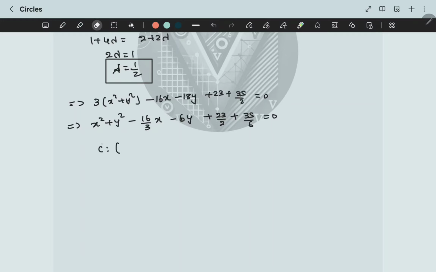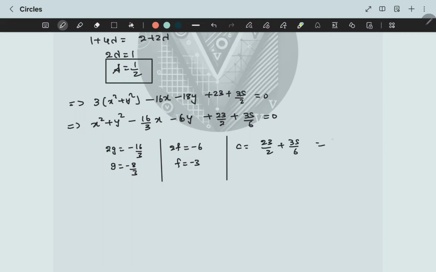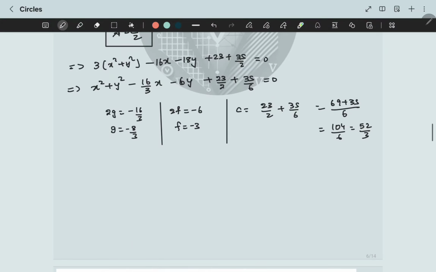Center should be, this equation, what is 2g here equal to? 2g is equal to minus 16 by 3. That means g is equal to minus 8 by 3. And 2f is equal to minus 6, so f is equal to minus 3. And what is c equal to? C is 23 by 2 plus 35 by 6. If I take LCM, 23 into 3, I think it is 69 plus 35 divided by 6, 70 plus 30, 100, 104 by 6. So this should be, I think, 52 by 3, if I am right. Yeah, 52 by 3 probably, yes.